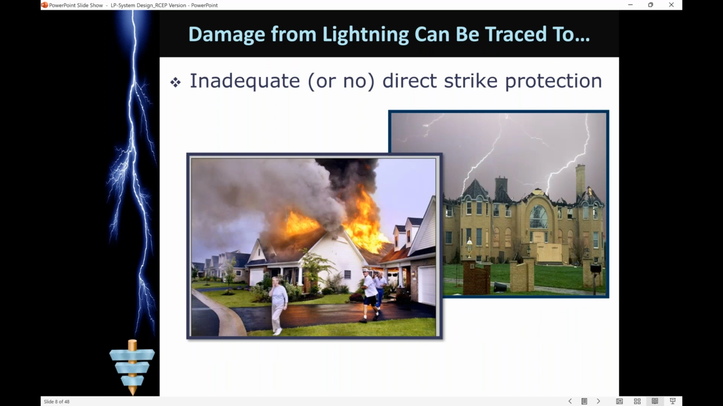Damage from lightning, if you don't have proper systems, you can take direct strikes, which are going to create fires and cause destruction to the facility. Here we have an example of a residential application. Most of what we run into is more on the industrial commercial side of things, but here's an example of a direct strike, and it can have catastrophic damage to your facility.